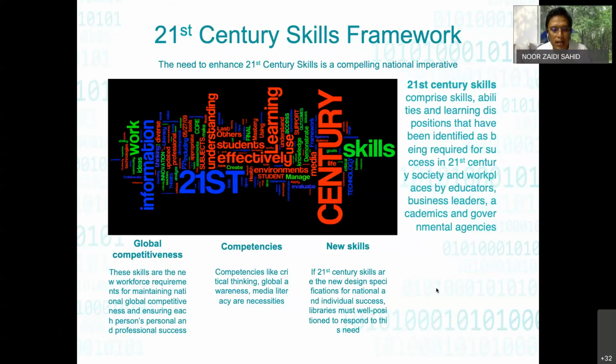Competencies like critical thinking, global awareness, media literacy. These three things. What about critical thinking? Do you think you have critical thinking? Maybe media literacy, perhaps. I don't have it, sir. Media literacy. Who answered just now? Who answered media literacy? Rabiza. Okay, Rabiza, media literacy.